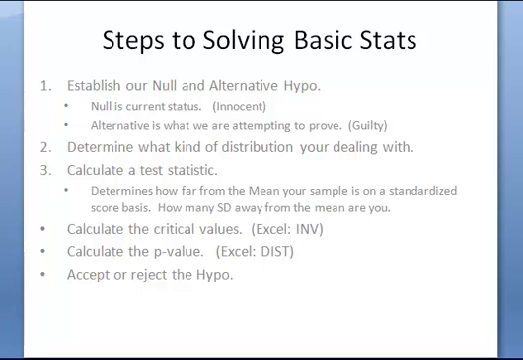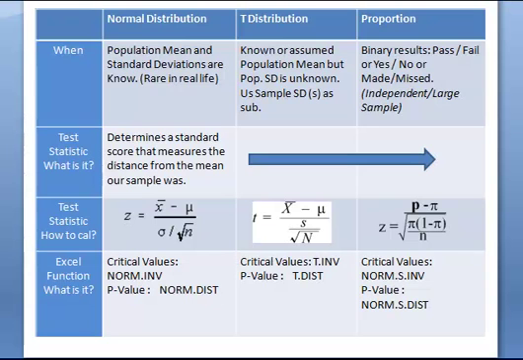So I tried to put all of these on one piece of paper for you. What we're trying to do in this chapter, now there's going to be more distributions as we get more into it, but right now we're dealing with a normal distribution, a t-distribution, and a proportion. So a normal distribution is when you know the mean and you know the standard deviation of the population. Now in real life, this is very, very rare. The t-distribution is similar to the normal, except the standard deviation of the population is unknown.